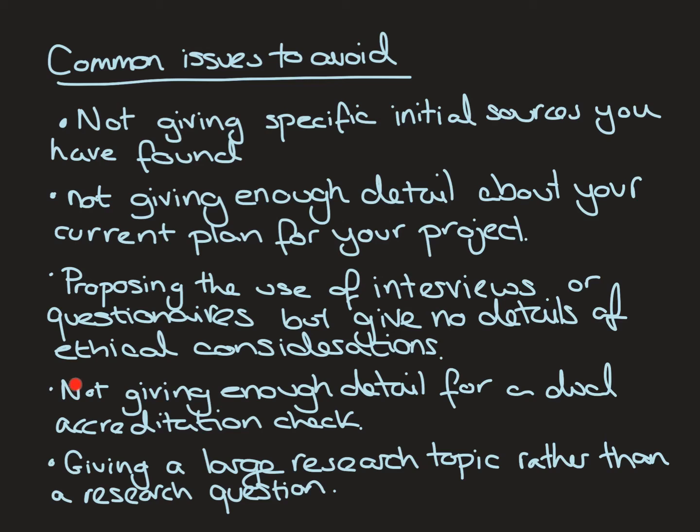Our next one here, not giving enough detail for a dual accreditation check. We cannot let you invest 90 hours of your time, because you're very busy, on a project that is not going to be awarded a qualification at the end because there's an overlap with your A-levels. So you must give us enough information to make sure that we can complete a dual accreditation check. If you don't give us that information, we will just assume that there is a dual accreditation issue and your proposal will not be approved. So please make sure you give us that information.